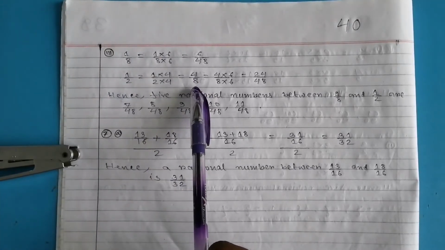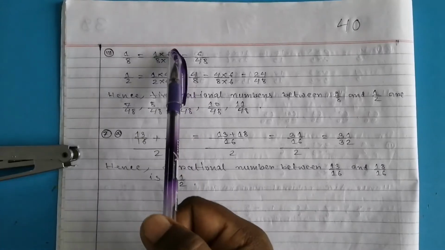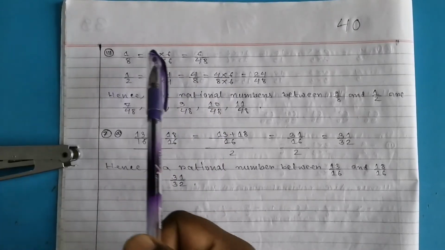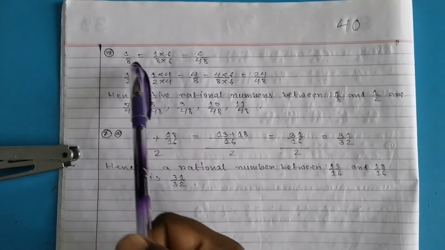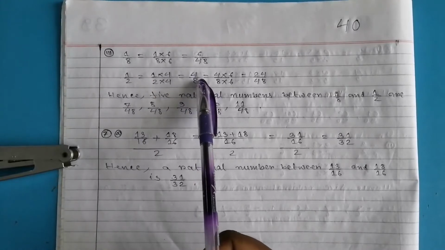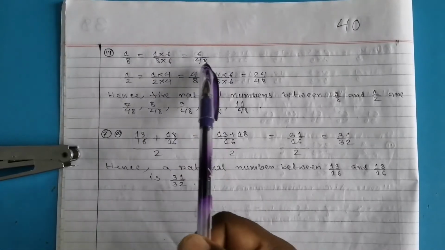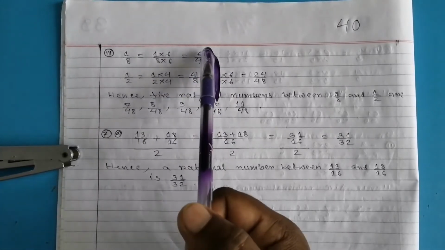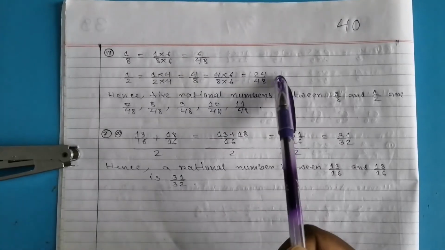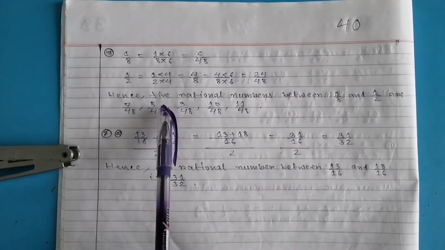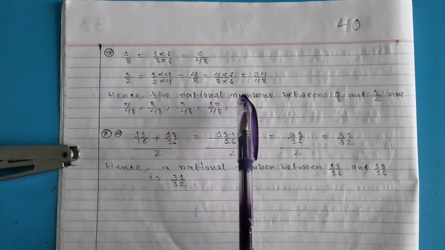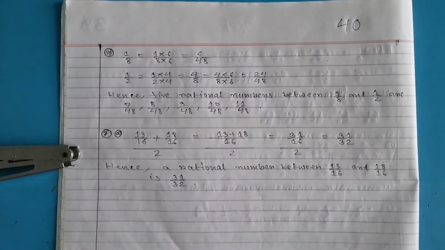You have to insert 5 rational numbers, so you have to multiply by 6 now, because between 1 upon 8 and 4 upon 8 you can't write 5 rational numbers easily. After multiplying by 6, we get 6 upon 48 and 24 upon 48. So 7 upon 48, 8 upon 48, 9 upon 48, 10 upon 48 and 11 upon 48. These 5 rational numbers are between 1 upon 8 and 1 upon 2.